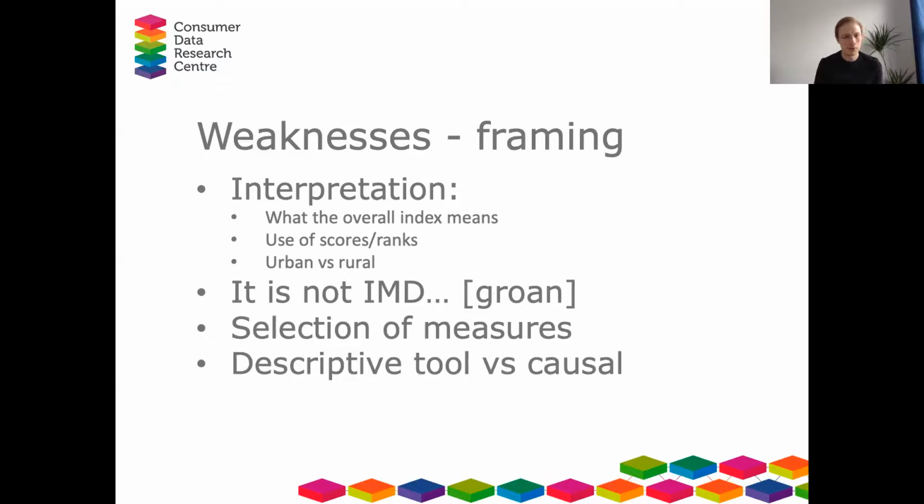It's a problem because the actual index doesn't really have any necessary meaning. It's the variation that matters. So having a high score versus a low score, there's some value in that because you're saying, well, this area is better or worse than that area. But specifically, how do you interpret any of the numbers or the ranks can be problematic.